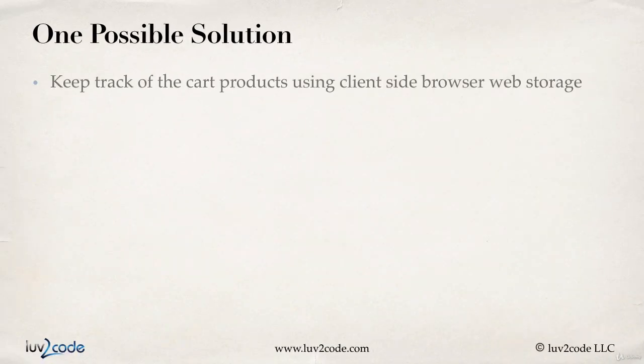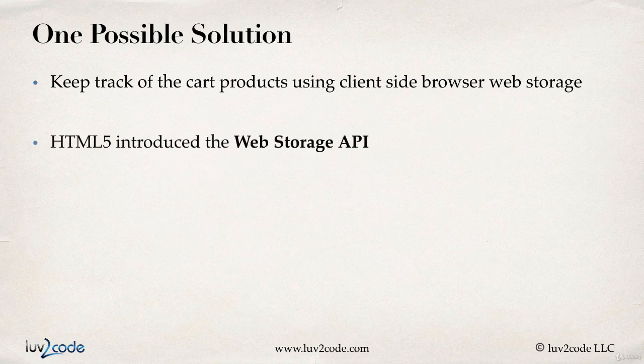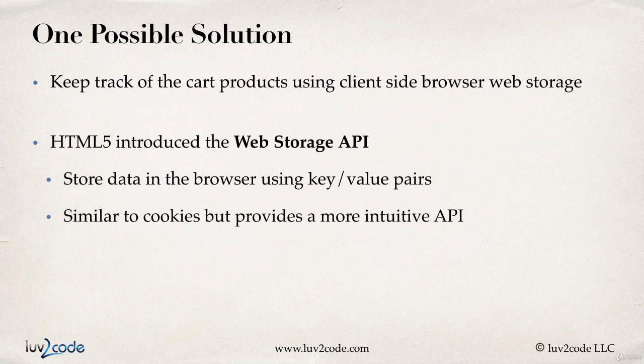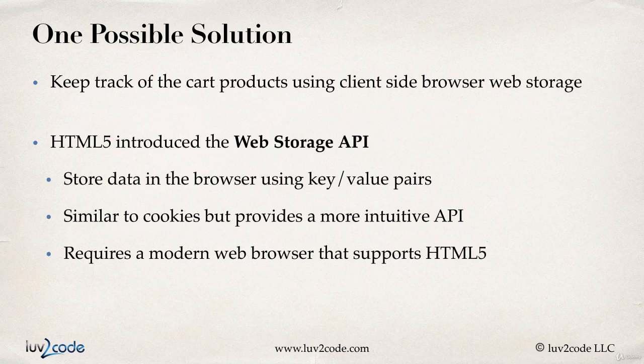And here's one possible solution. So we can keep track of the cart products using client-side browser web storage. HTML5 introduced this idea of the web storage API, where we basically store data in the browser using key value pairs, and it's similar to cookies, but it provides a more intuitive API. And it also requires a modern web browser that supports HTML5, but most browsers out now support HTML5.